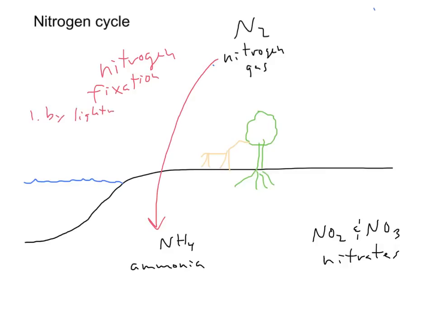The lightning has enough energy to split apart the N2 molecule and make it react with components in the air. But it also happens by specialized bacteria called rhizobium, or rhizobia for plural. And these bacteria live on the roots of legume plants. A legume would be like beans, dry beans, pinto beans, etc. Let me see if I can write that a little more clearly. Legume plants.